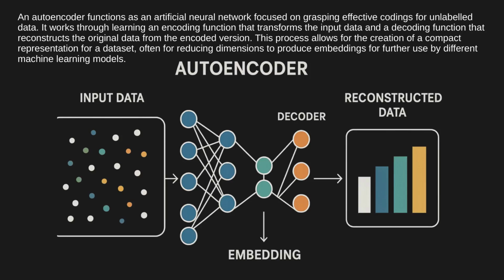An autoencoder functions as an artificial neural network focused on grasping effective codings for unlabeled data. It works through learning an encoding function that transforms the input data and a decoding function that reconstructs the original data from the encoded version. This process allows for the creation of a compact representation for a dataset, often for reducing dimensions to produce embeddings for further use by different machine learning models.